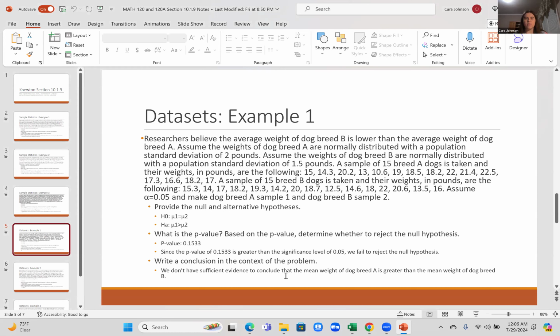If we fail to reject, that means we don't have enough evidence that HA is true. So we don't have sufficient evidence to conclude that the mean weight of dog breed A is greater than the mean weight of dog breed B. So we don't have sufficient evidence that HA is true, writing HA basically in sentence form in the context of the question.